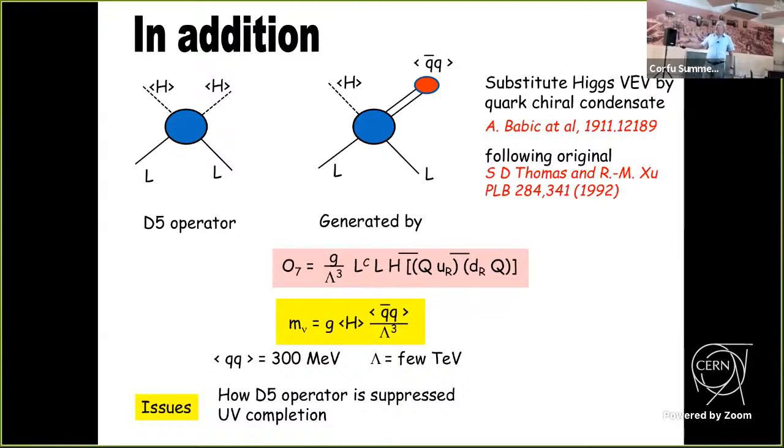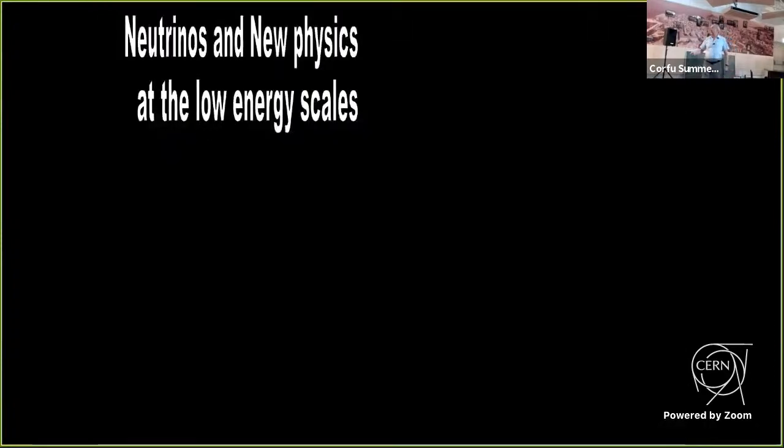Now, the mass of neutrino has this expression, and for 300 MeV for the condensate, you need to have a lambda of the order of a few TeV. There are a few issues, of course. If you introduce these more complicated operators, what do you do with these? You need to suppress this. Otherwise, of course, this will be dominating. Here you have a Higgs weight. And of course, the issue of UV completion of this stuff. But anyway, one should remember such a possibility.